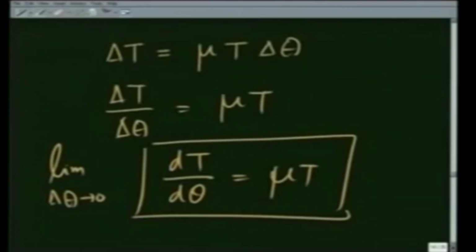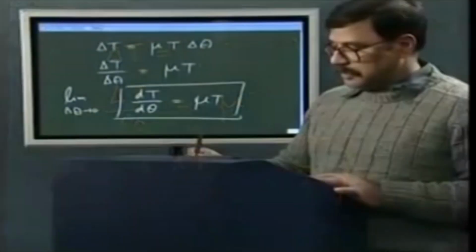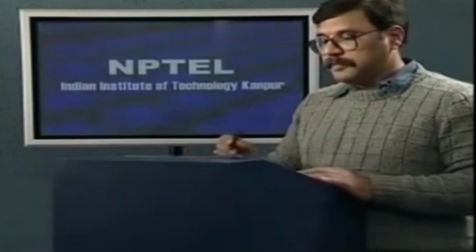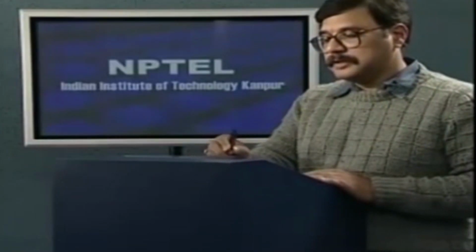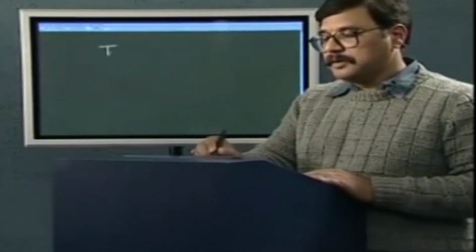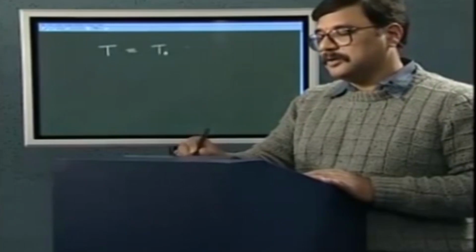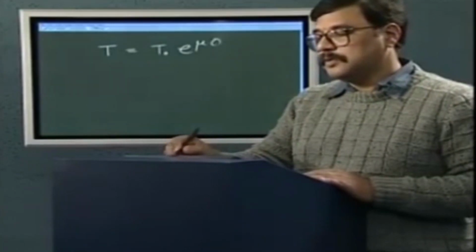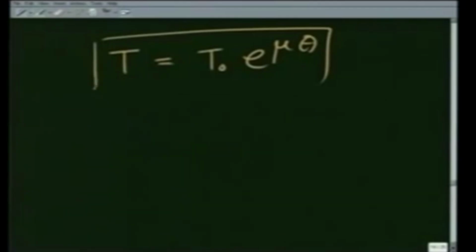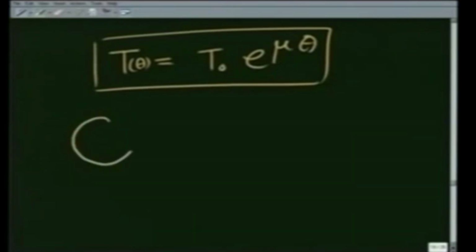This equation is quite easy to solve, and you have been doing it in many different places. The solution for this comes out to be T equals T0 e raised to mu theta, where this T is being measured as a function of theta. T0 is at theta equals 0. So let me just again make a picture and show you.